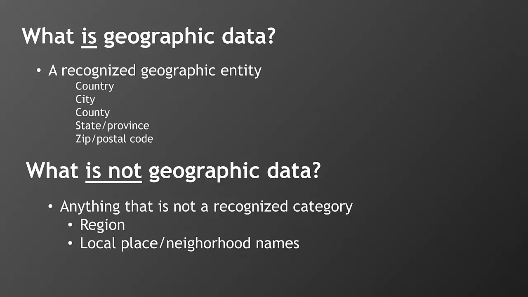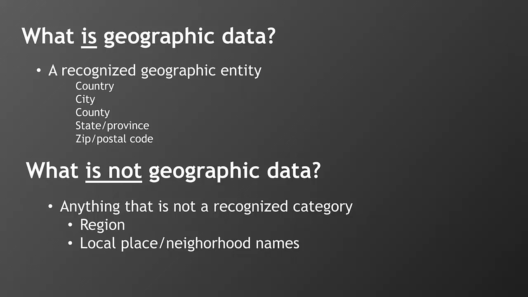So a recognized geographic entity is something like a country or a city or a county or a state or a province or a zip code. Something that is not considered geographic data is anything that isn't going to be a recognized category. So for example, a region per se is not going to be a recognized category, nor will local place names or neighborhood names.